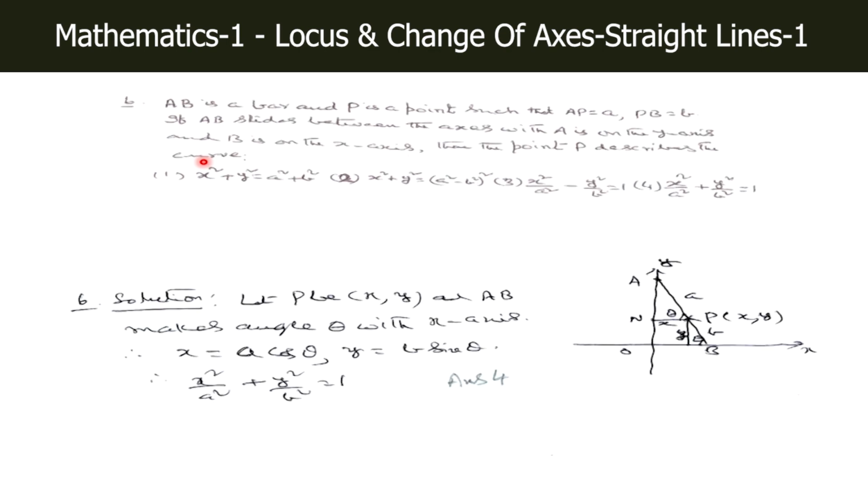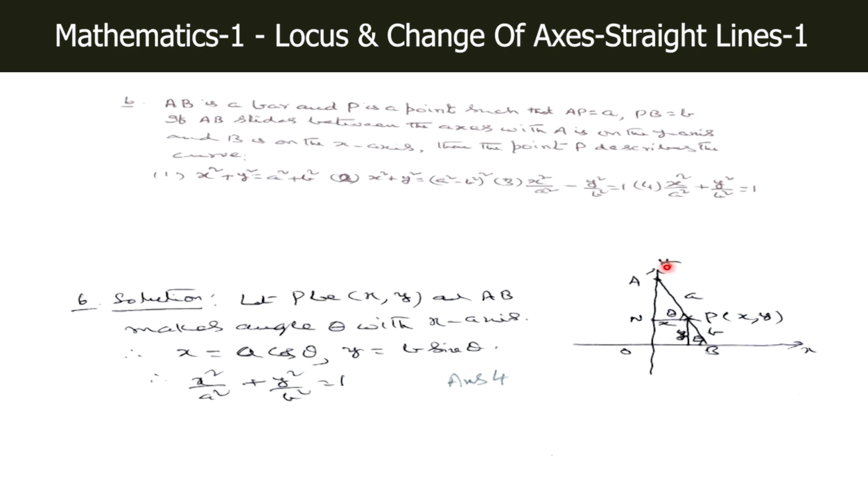Problem number 6. AB is a bar and P is a point such that AP is equal to a and PB is equal to b. If AB slides between the axes with A on the y-axis and B on the x-axis, then the point P describes the curve, namely: x square plus y square equals a square plus b square; x square plus y square equals a square minus b square; x square by a square minus y square by b square is equal to 1; and x square by a square plus y square by b square is equal to 1.